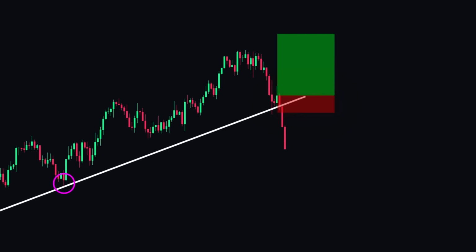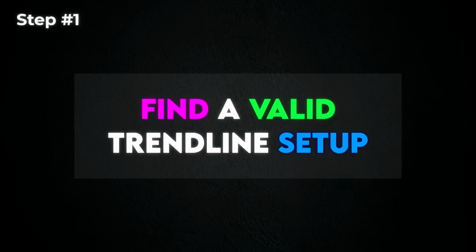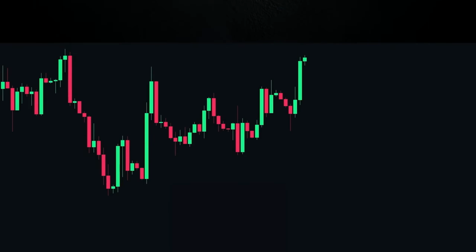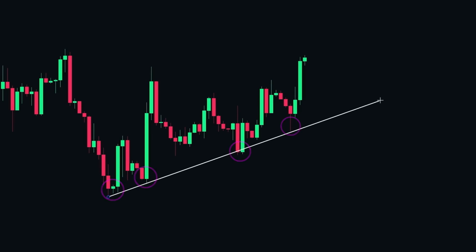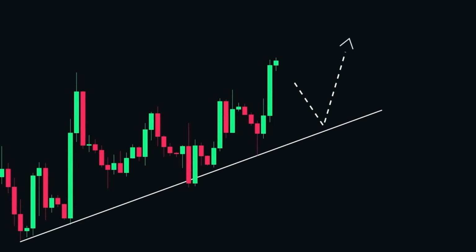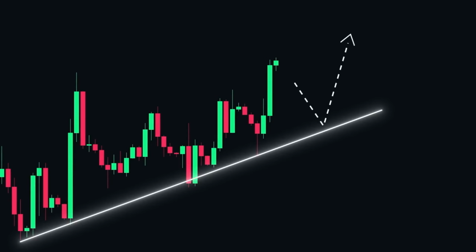So here's the strategy I use that's made me a lot of money. The first step is to spot a valid trend line setup. Like in this chart, we can see that price is in an uptrend. And we also have swing lows here that we can connect. So we can just draw a trend line right here. Since the market is in an uptrend, we expect the price to bounce off upwards. So the only trend line that we need to draw is the one below.